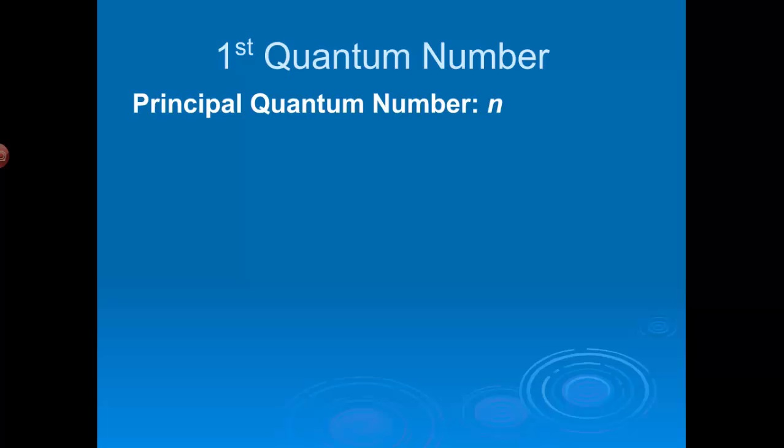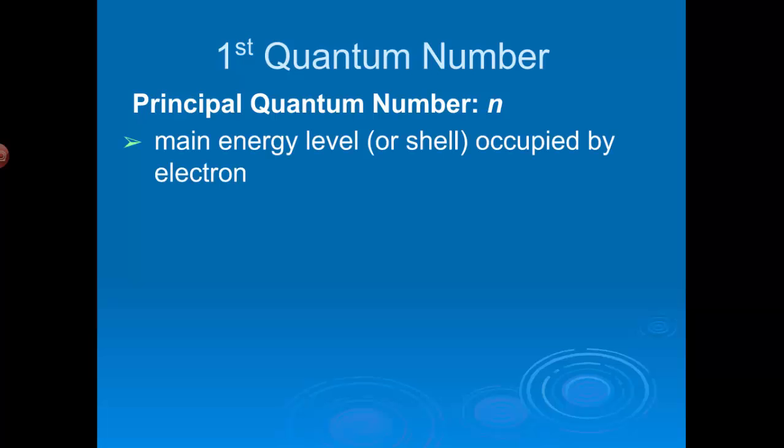So the first quantum number is called the principal quantum number. It's represented by the letter n. We've already been using it. n equals 1, n equals 2, etc. Those are all examples of the principal quantum number. The main energy level or shell occupied by the electron, that's what n tells us. So hydrogen's electron, its only electron, is in the first energy level, so its n value is 1.